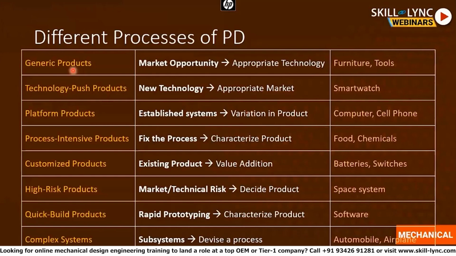Starting with the first, the generic product. A generic product is anything you just see wherever you are right now, you just look around at what you have.